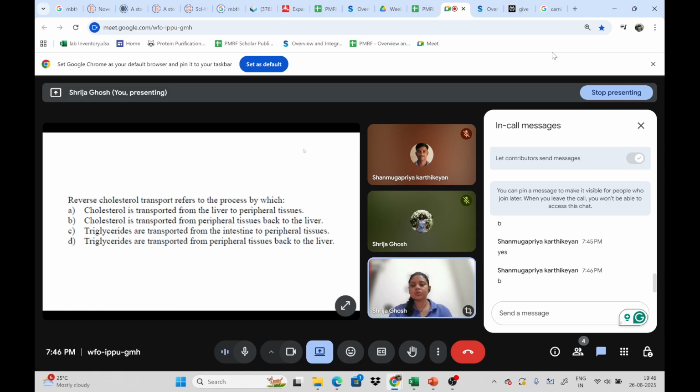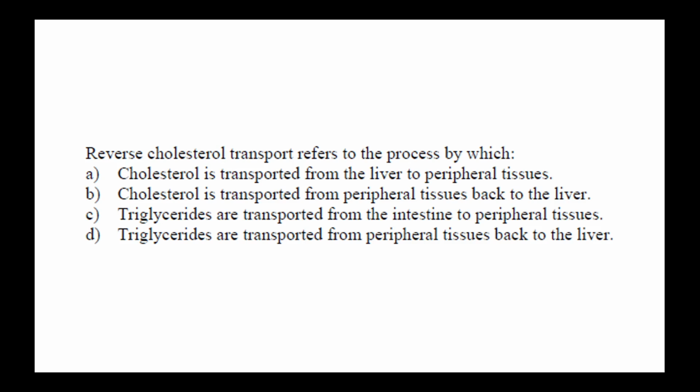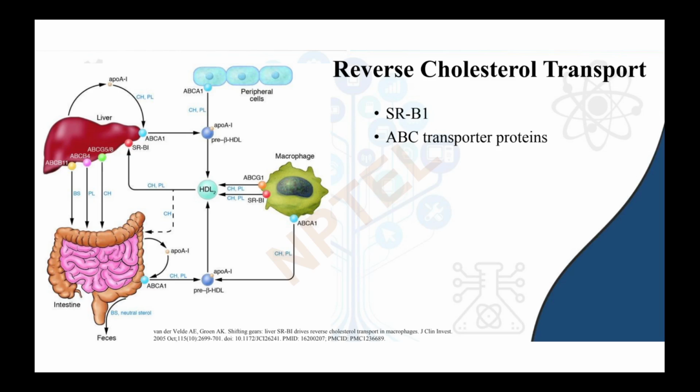You are saying option B, cholesterol is transported from the peripheral tissue back to the liver. That is the correct answer. So normally the liver is the organ where the cholesterol is synthesized and then transported across. But in reverse cholesterol transport, we have two main transporter proteins that transport the cholesterol back to the liver from the extrahepatic tissues.